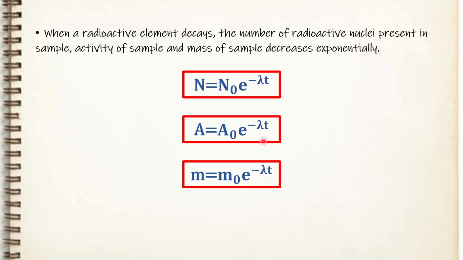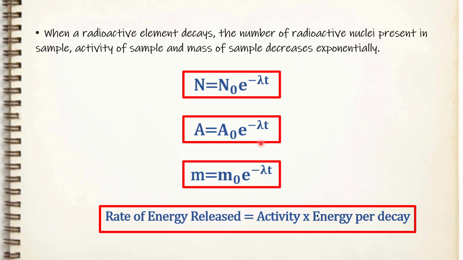Then we have this equation: rate of energy release equals activity times energy per decay. Now, what is rate of energy released? It is basically power. Power is equal to activity times energy per decay. How do you know energy per decay? E equals delta m c squared, right? So that gives us the power. This equation is not there in textbooks, but I figured it out because it was there in one of the past papers. So I think this equation is quite important.